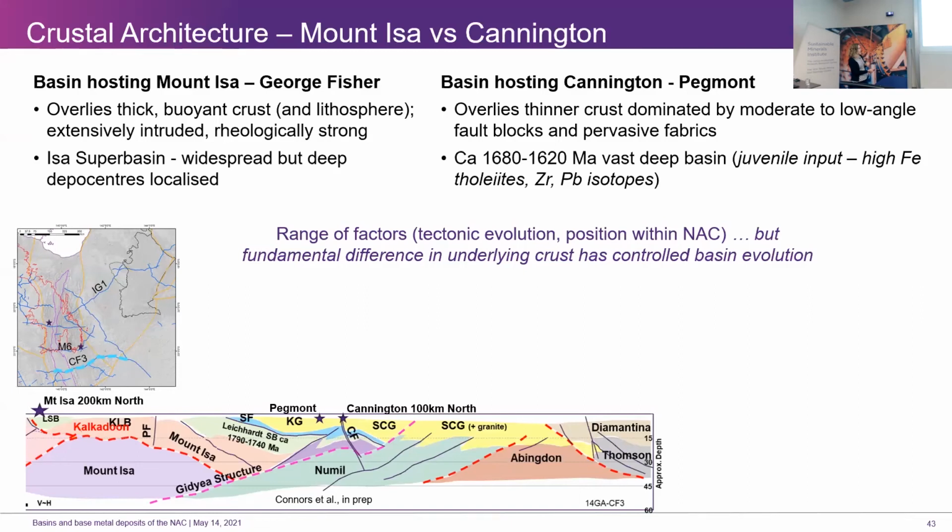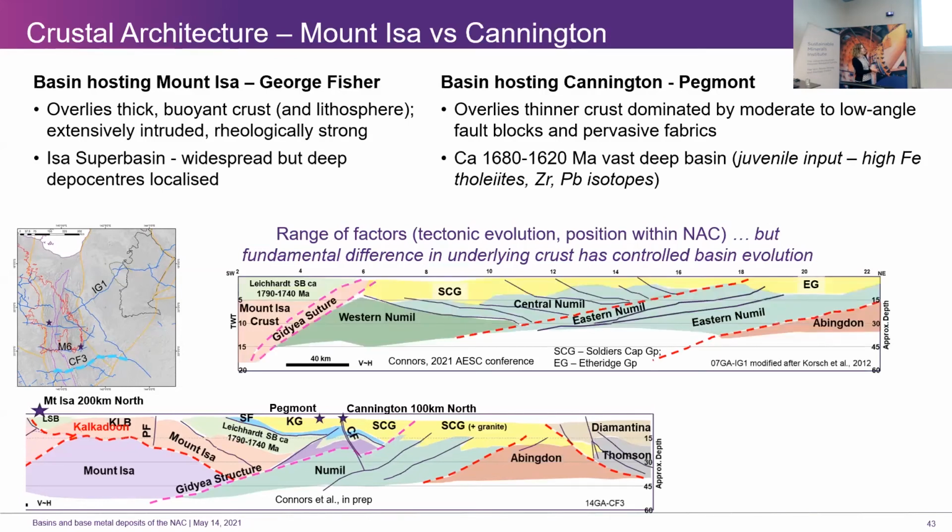Whereas Cannington and Pegmont here in the east overlie crust that has been highly thinned and dominated by moderate to low angle fault blocks. We can interpret a vast deep basin. We have the juvenile input, we have the mafic rocks, the mafic tholeiites, and the lead isotopes. And so I think there's a range of factors involved, but I think one of the underlying factors in the differences between Mount Isa and Cannington is the way the underlying crust controlled the basin evolution.